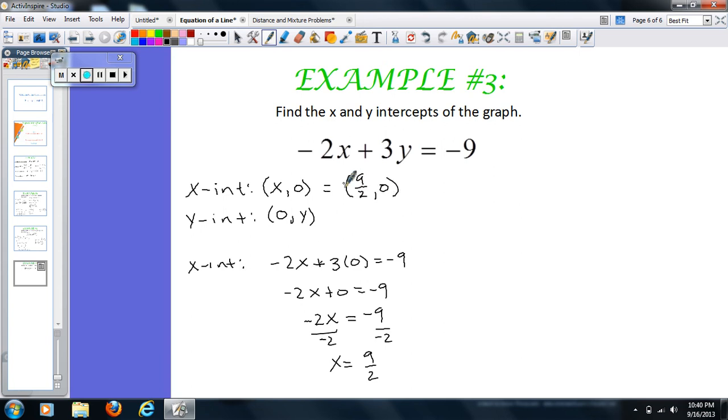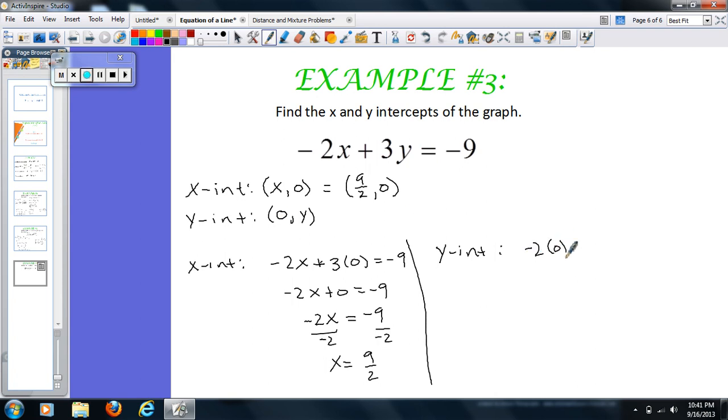Now, we've got to remember, when we talk about the intercept, it's a point, which means it has to have coordinates. It doesn't have just an x value. Now, you could say that the x-intercept is at x equals 9 over 2. But what we're looking for is the point. So now let's look at the y-intercept. And with the y-intercept, it's the exact opposite. X is 0 and we're solving for y.